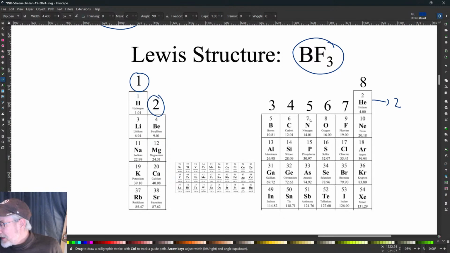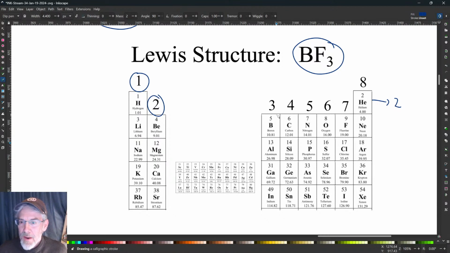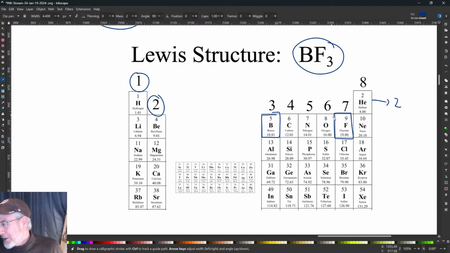Kashmir, awesome, in India. Boron is an exception to the octet rule. Yeah, boron is right here, and you'll see it has 3 valence electrons. And then fluorine right here has 7. So yeah, it is an exception.